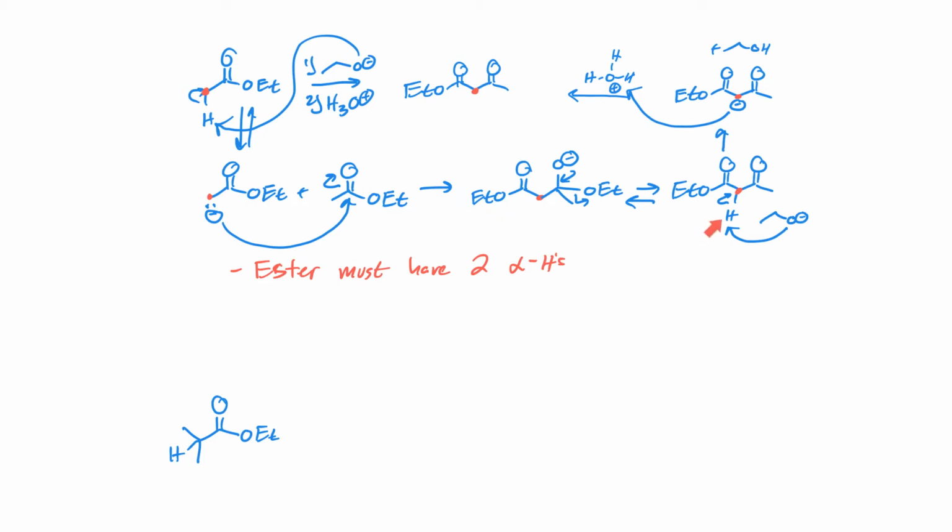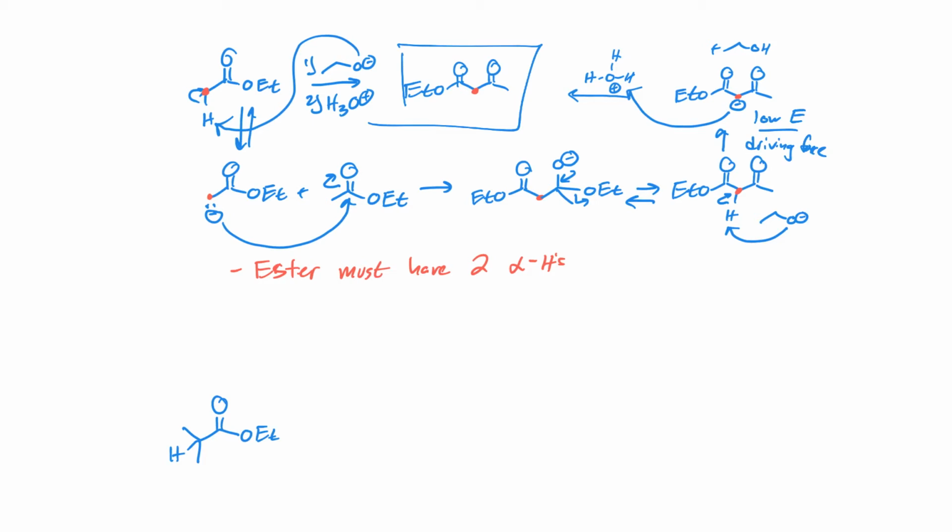So the fact that we can remove this second H and form this very stable anion, that's the driving force here. This is low energy. This is the driving force. If we can't take off that second H, we are unable to complete the Claisen mechanism, and so we won't get to the Claisen product that we have right here.